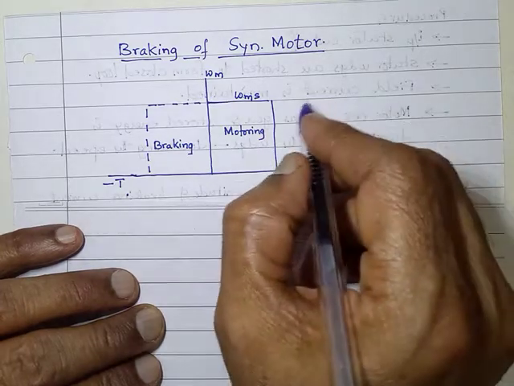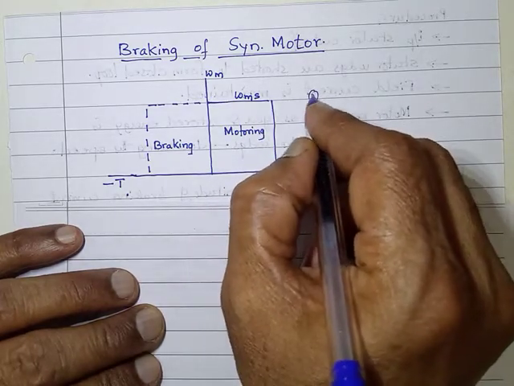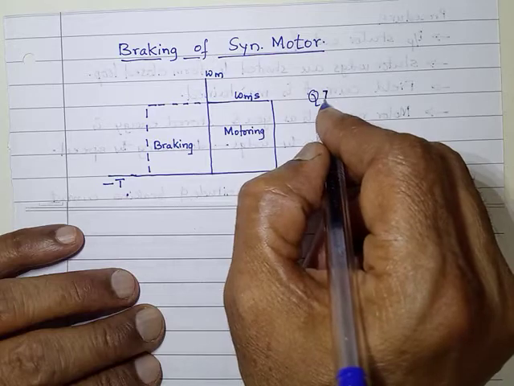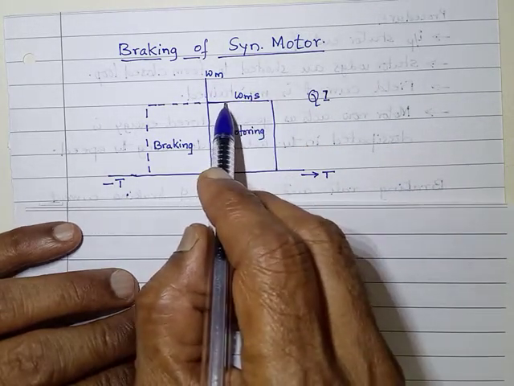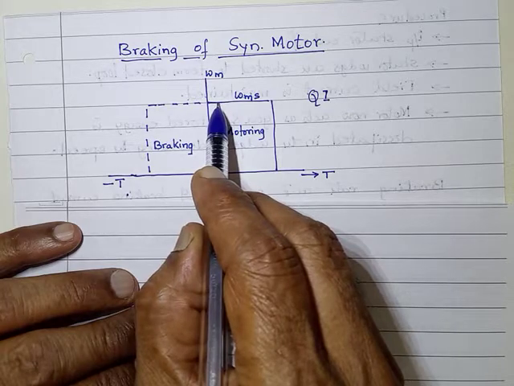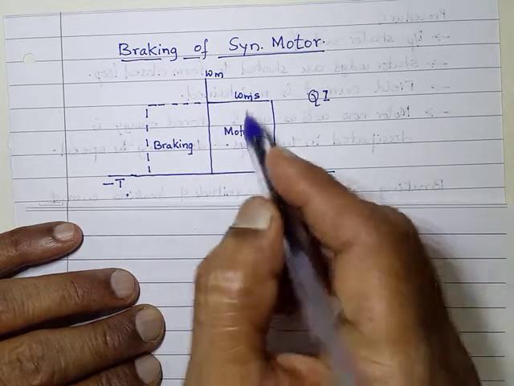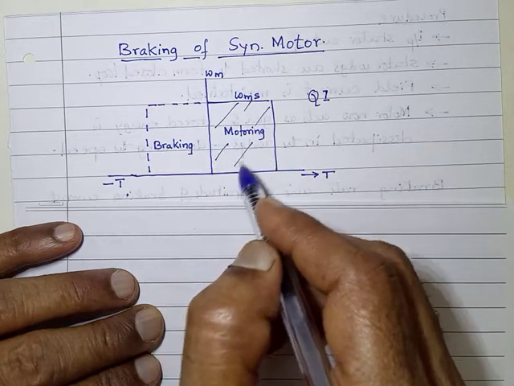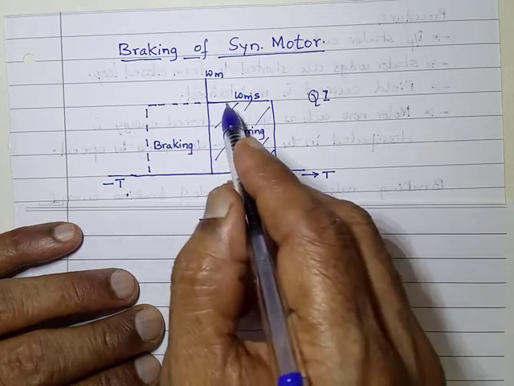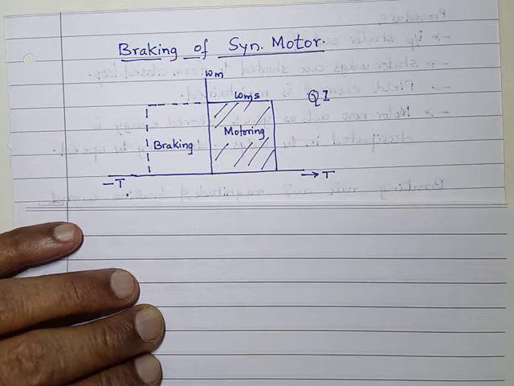So this is quadrant 1. In quadrant 1, the motor being synchronous speed obviously runs at omega ms, and this represents the motoring mode of operation.